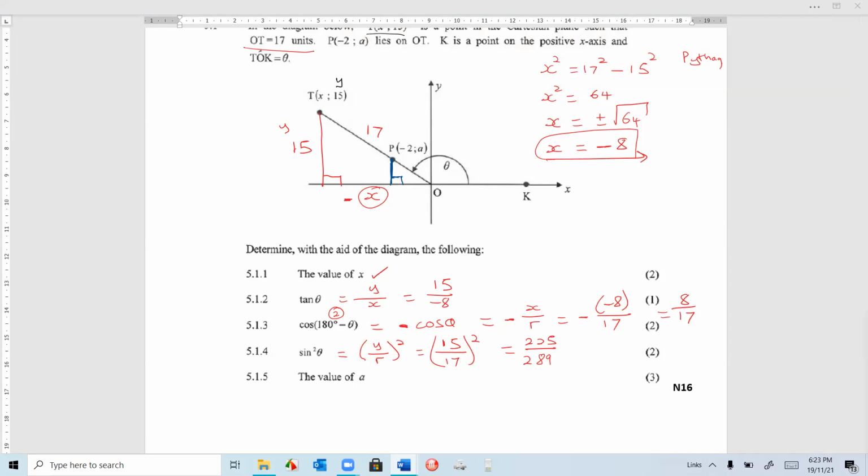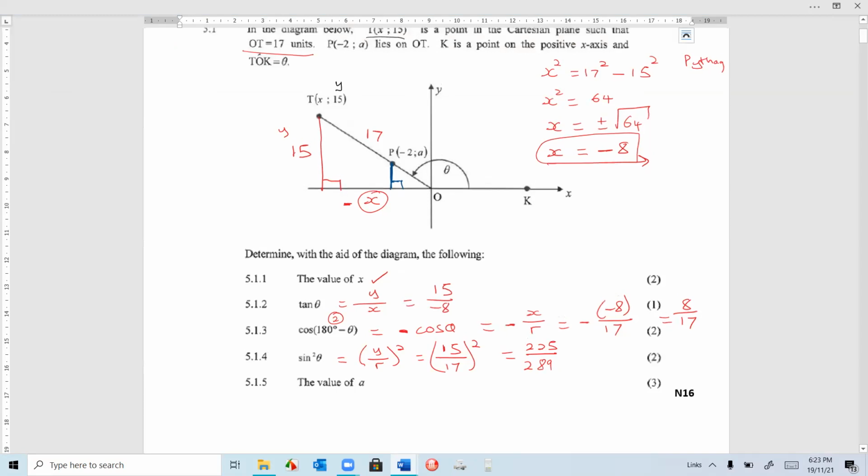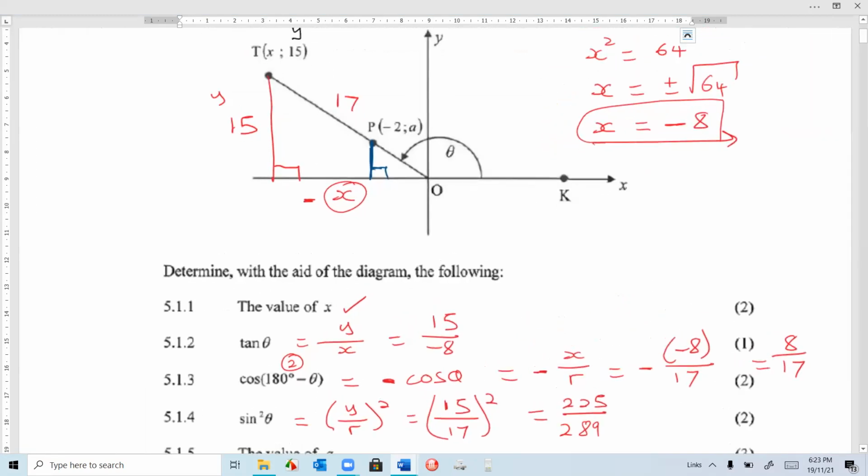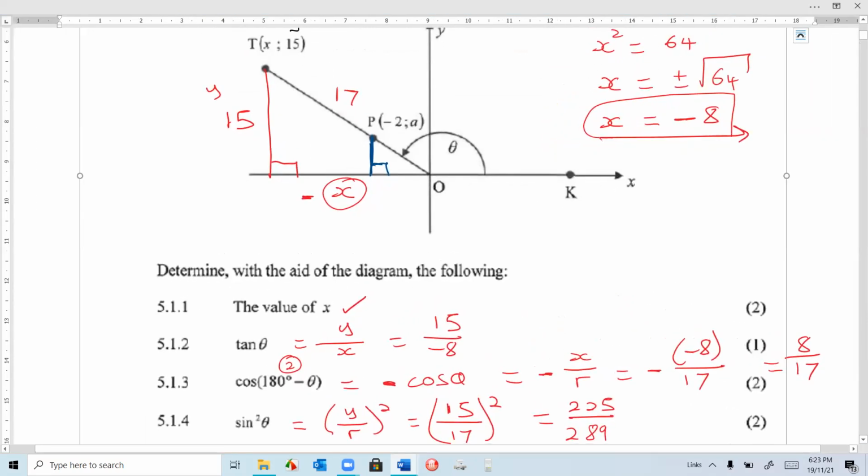So if we look at trying to find the value of A, we're looking at the small triangle. As you can see, I just want to zoom there. In the small triangle, according to this P value, we have the X value to be -2, and the Y value is A. Okay. Now, it looks like it's a very challenging question.